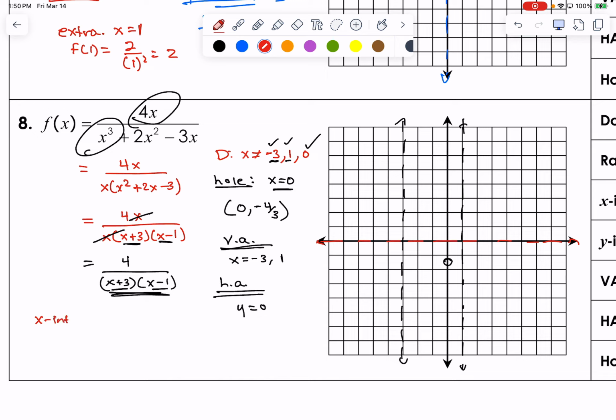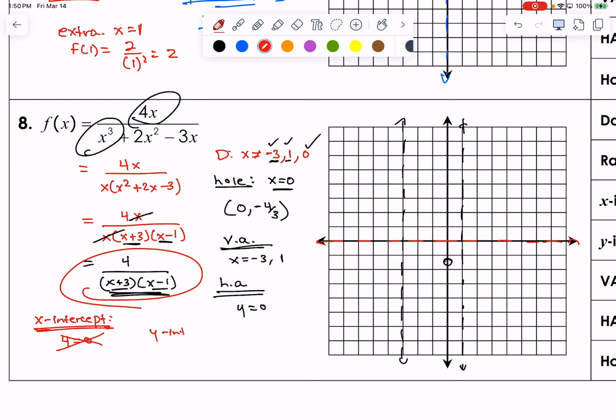All right, x-intercept, y-intercept. Please help me out. X-intercept is where the top equals 0 of my simplified equation. My simplified is this. Can a top equal 0? Dang it. No x-intercepts. None. Now I go to the y-intercept.